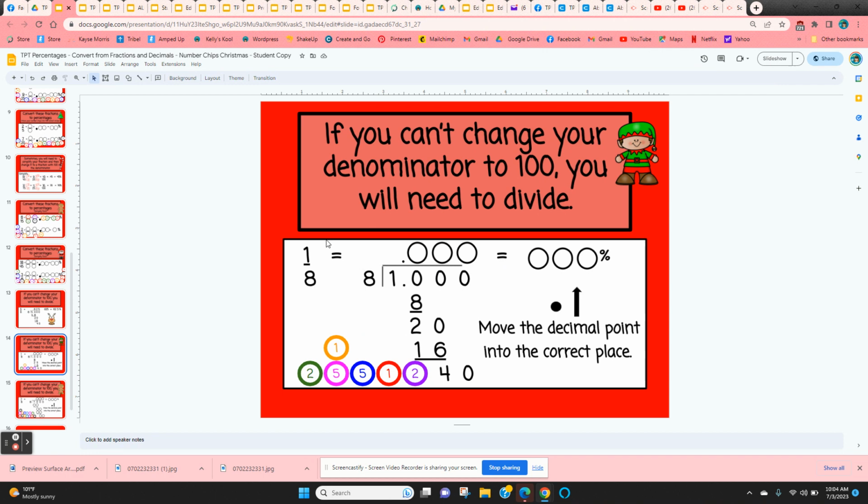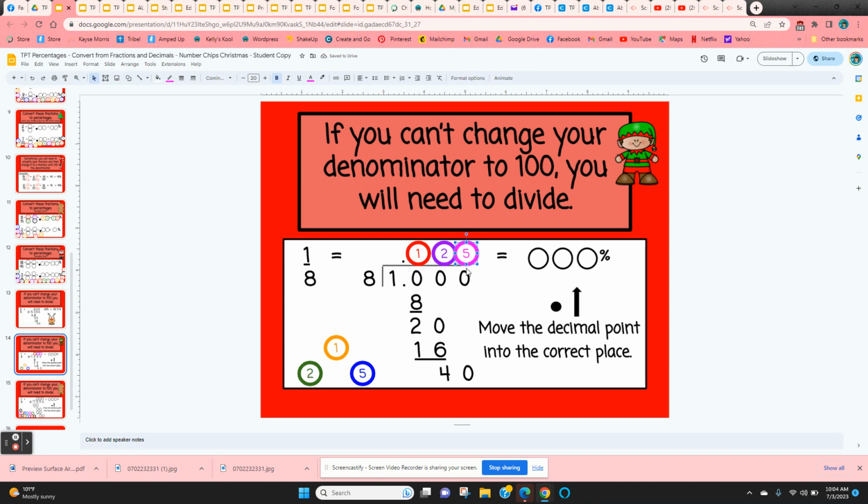So 1 divided by 8. 8 goes into 10 one time, which is 8. Subtract, they get 2, bring down a 0. 8 goes into 20 2 times. 8 times 2 is 16. Subtract, bring down a 0. And 8 goes into 40 5 times. So they get a decimal answer of 125 thousandths.